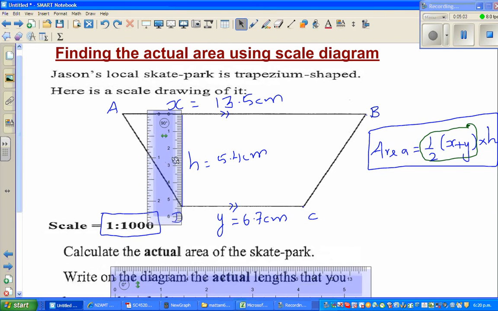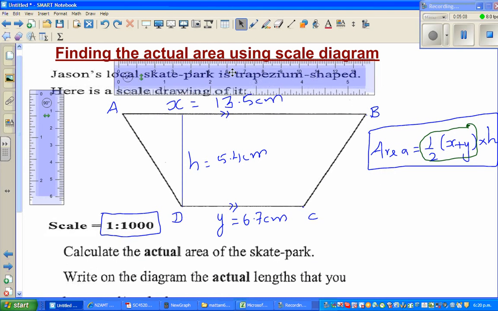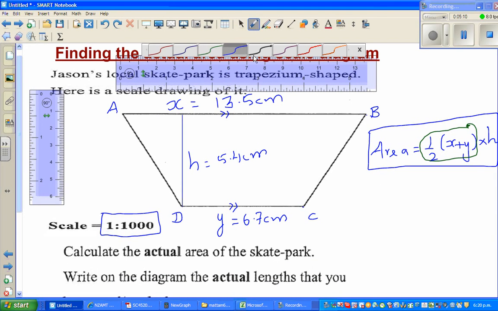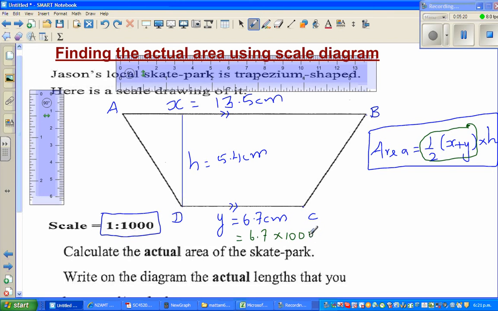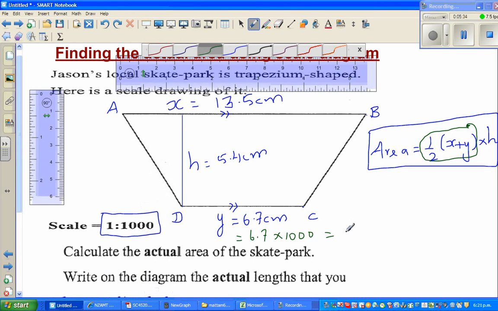Now I want to get the actual measurements. Let me use a different color. For y, this is 6.7 times 1000. You don't need a calculator, but it's better to use it. 6.7 times 1000 is 6,700 centimeters.